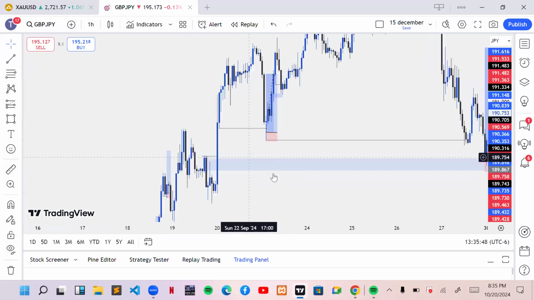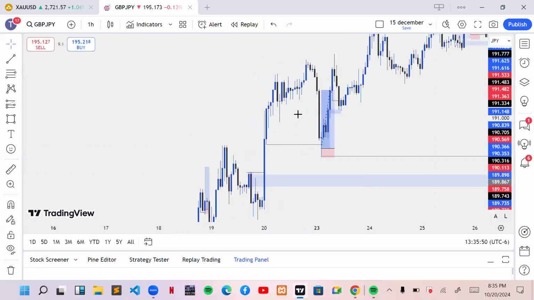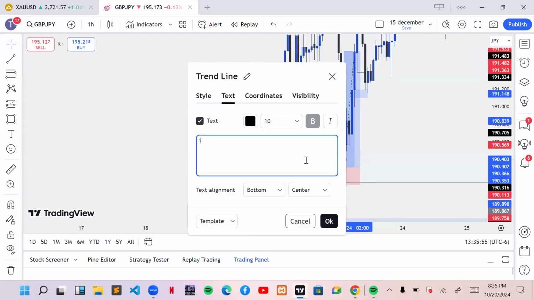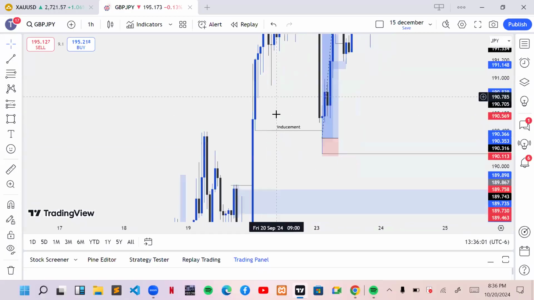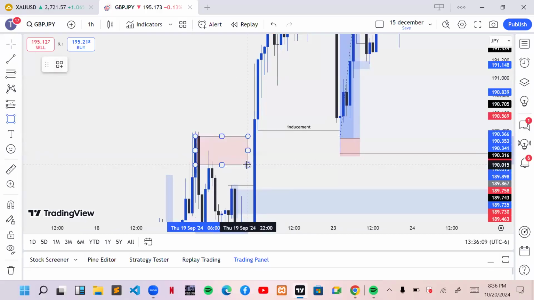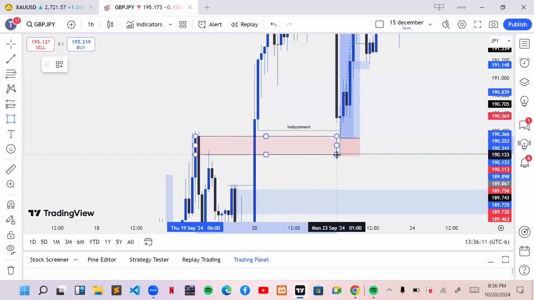After the shift of market structure, markets made this first pullback, which is this inducement right here on 1 hour time frame. This is our inducement, the first pullback that market makes after the shift in market structure. So the full pullback, this is our breaker block here. Remember, if you're marking a breaker block, you mark from the body. This is our breaker block right here.